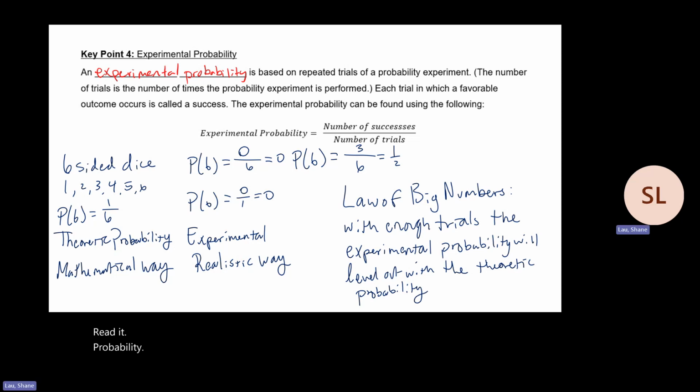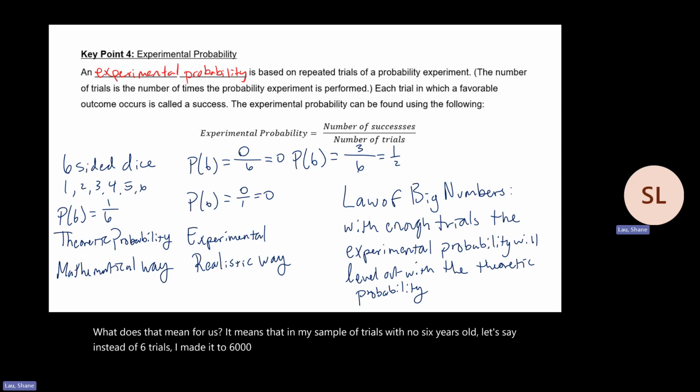What does that mean for us? It means that in my sample of 6 trials with no 6s rolled, let's say instead of 6 trials, I made it to 6,000 trials. It more likely than not is going to end up being 1 out of every 6 dice rolls that I get a 6. Okay.